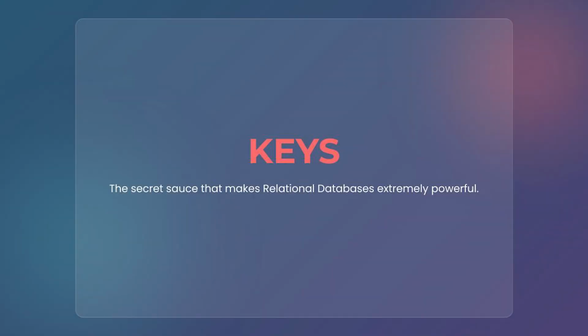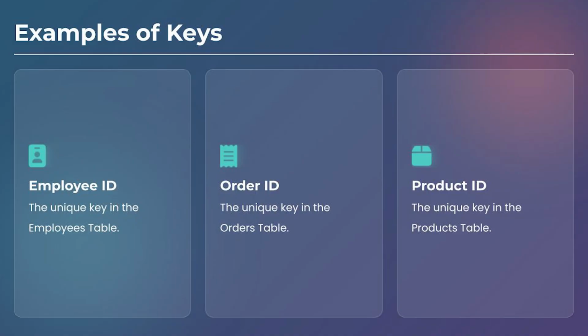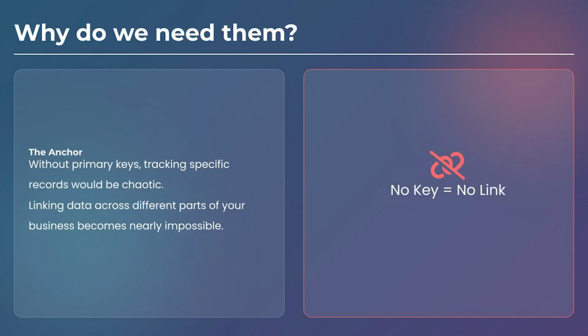Okay, so now let's talk about what makes relational databases truly powerful, which are keys. Keys define relationships, ensure data accuracy, and allow tables to talk to one another. A primary key uniquely identifies each row within a table. It ensures that no two records are exactly the same and helps maintain consistency. For example, an employee ID in the employees table or an order ID in the orders table. Without primary keys, tracking or linking data accurately becomes nearly impossible.